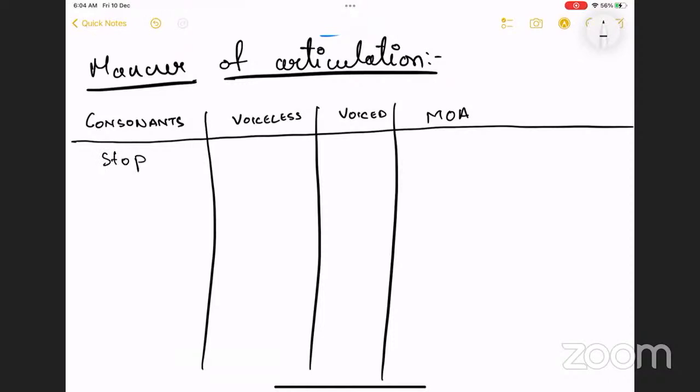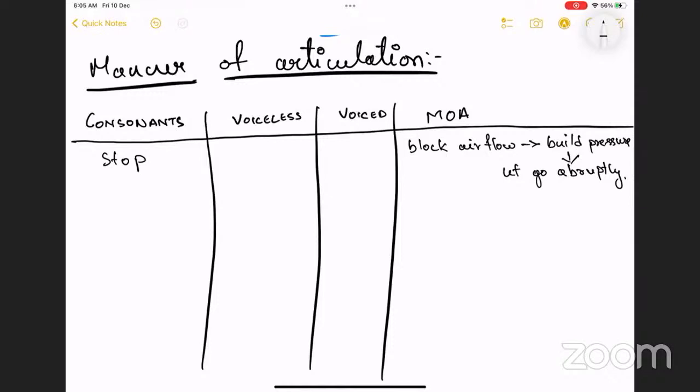Now, in stop consonants, the mechanism is blocking of the airflow. The person is breathing out, and the airflow is blocked. It is stopped. When airflow is blocked, there is a buildup of pressure, and then the air is let go of abruptly. Now, what sounds come out of this? Sounds like p, t, k, b, d, g.